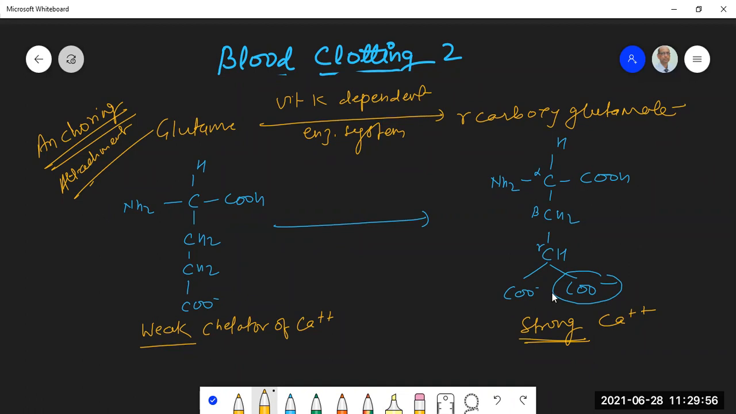So this gamma carboxy glutamate, by strongly chelating to calcium, helps prothrombin anchor to the phospholipids of the membrane at the site of the wound, at the site of the cut, or at the site of the incision. And thereby, it brings prothrombin in closer proximity to factor 10A and factor 5A and facilitates its conversion to thrombin. And that is why vitamin K is so important.